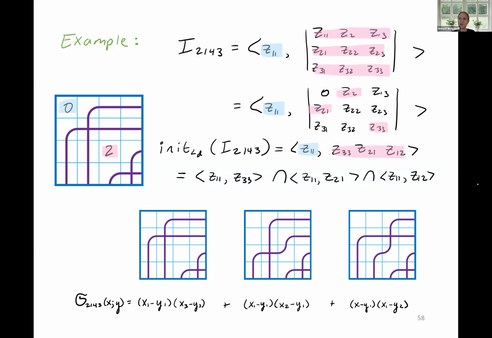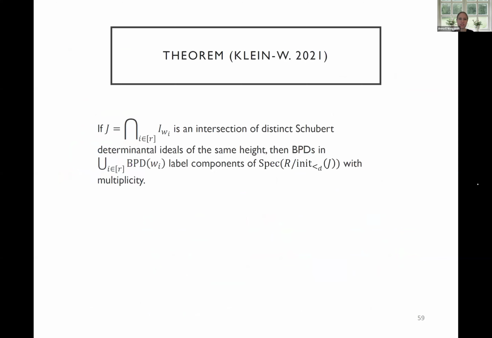And what we see here is that the bumpless pipe dreams that we saw before for this permutation, their blank tiles are telling us exactly the list of variables that we're seeing in our primes for the initial ideal. And even this sort of doubled version is telling us the X and Y values of this. So this is giving a geometric explanation for the combinatorial formula that we were seeing.